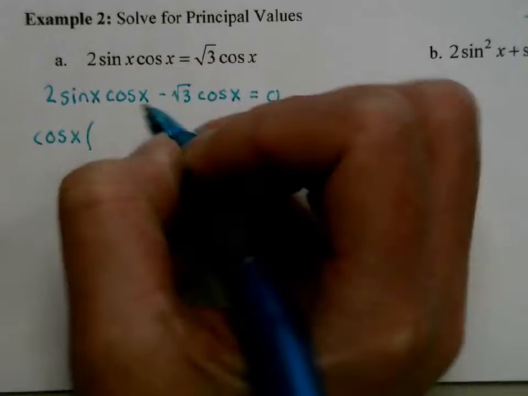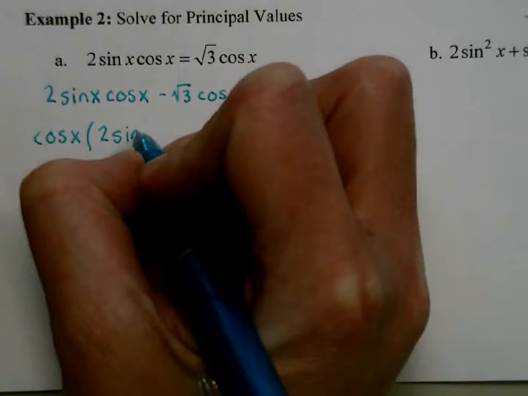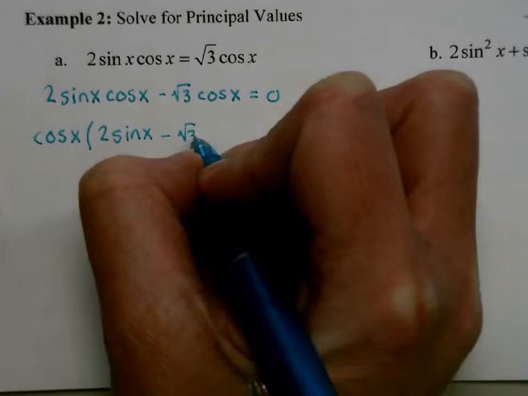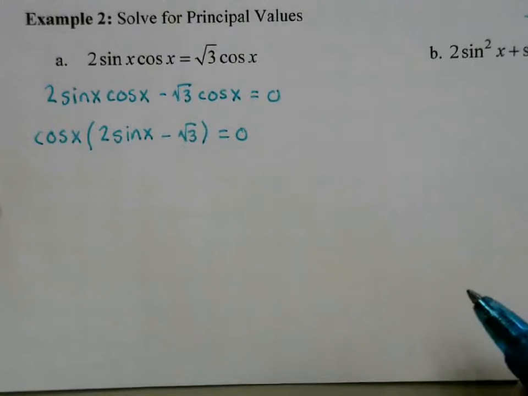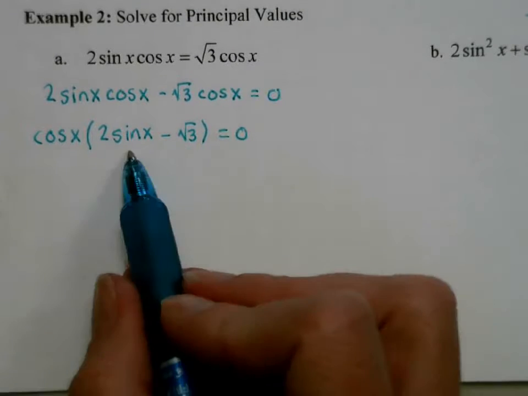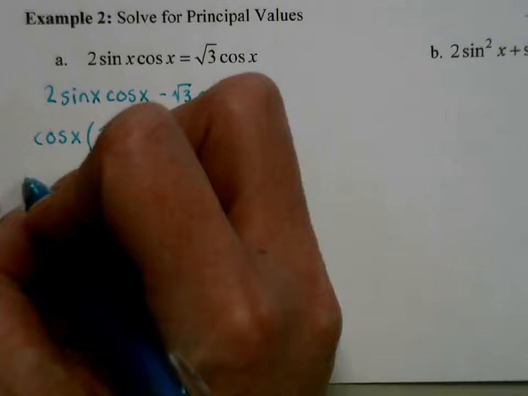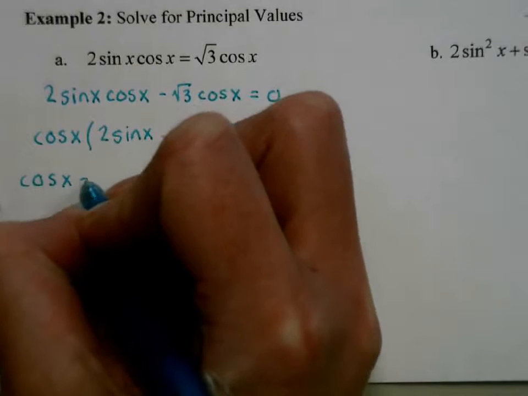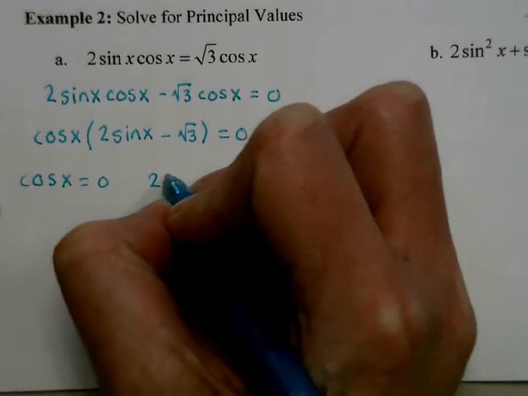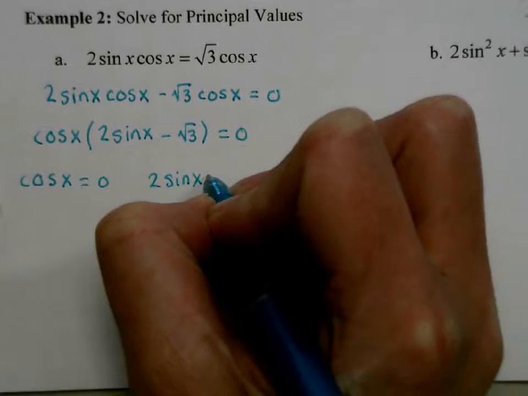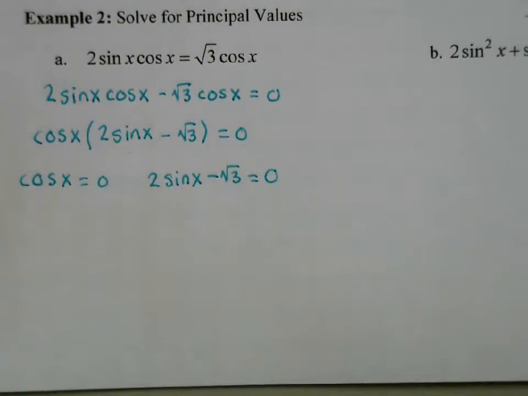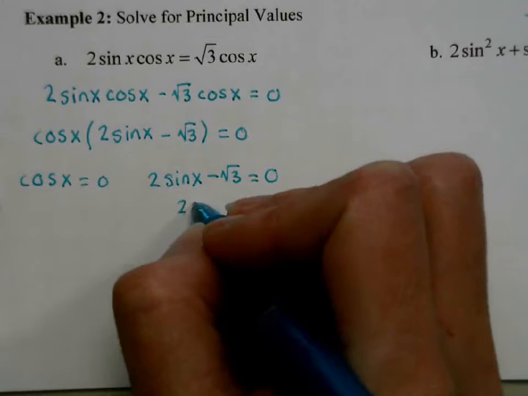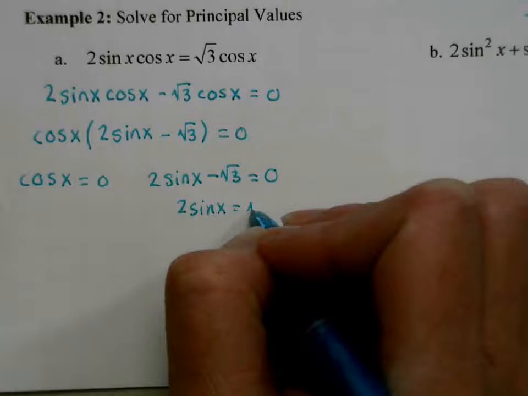which leaves me with 2 sine x minus root 3. Okay, so zero product rule, whether it's a polynomial or trig functions, if I'm multiplying two things to equal 0, either of them can give me that 0. So the solutions to cosine of x equals 0 are solutions, and when 2 sine x minus root 3 equals 0 are solutions. Okay, so this one I'll add root 3 over and then divide by 2.